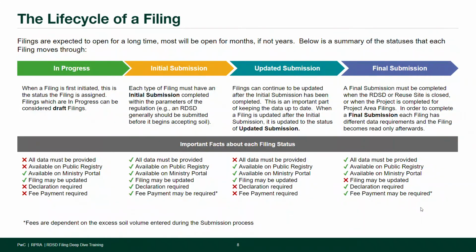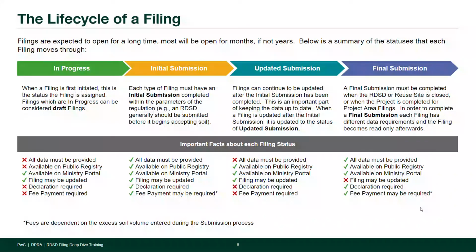Then this slide explains the life cycle that each of the filing types will go through. When a filing is first initiated, it should be considered to be in progress. Another way to think about this is as a draft filing. At the in progress stage, the filing could be incomplete, and so it will not actually be visible on the public portal, and no fees are required.